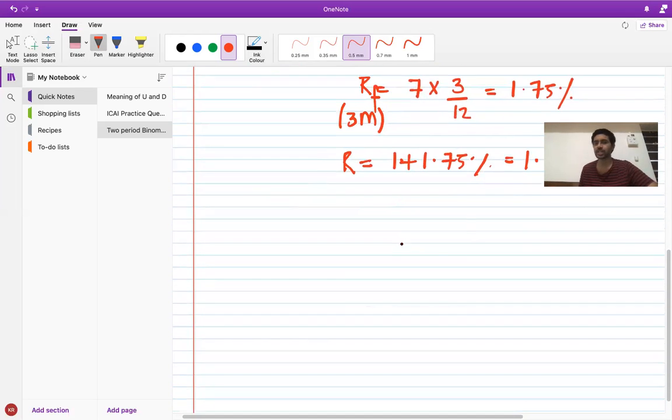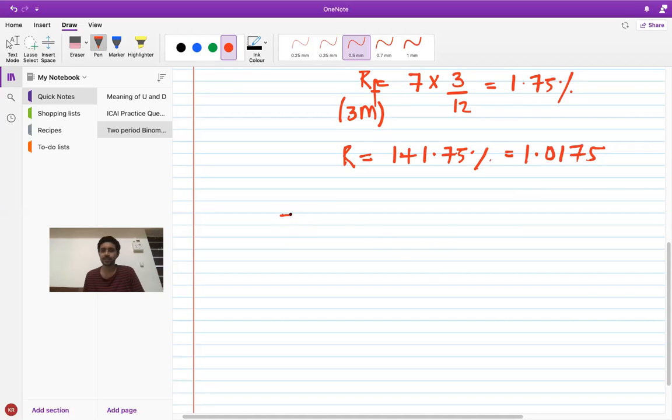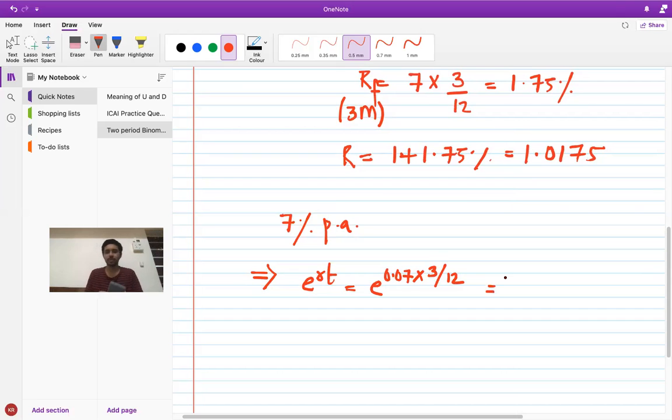But over here, our question is on a continuously compounded basis, which means 7% per annum is to be expressed as e power RT, where e power 0.07 into t, and t is not 6 by 12, it is going to be 3 by 12, because this is for a period of 3 months. So e power 0.07 into 3 divided by 12, which is e power 0.0175. It is the same 1.75 percentage, but we are taking the exponential of that. So e power 0.0175 is nothing but 1.0177. Again I'm rounding this off.